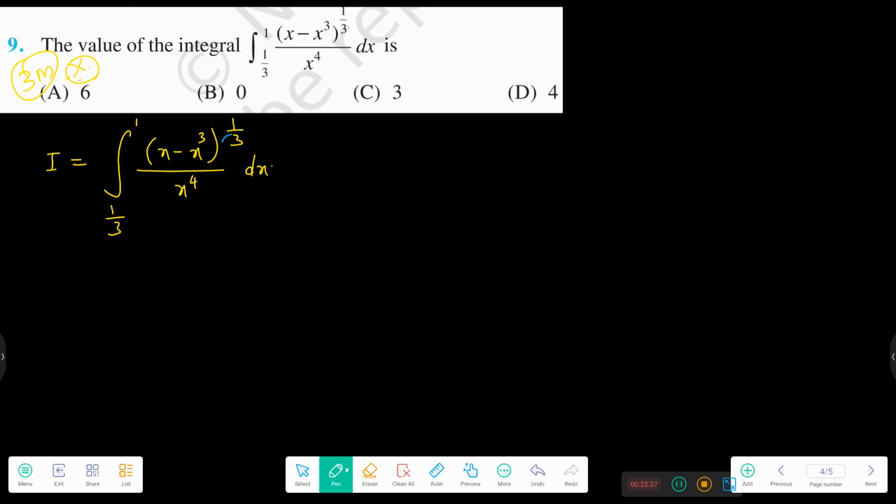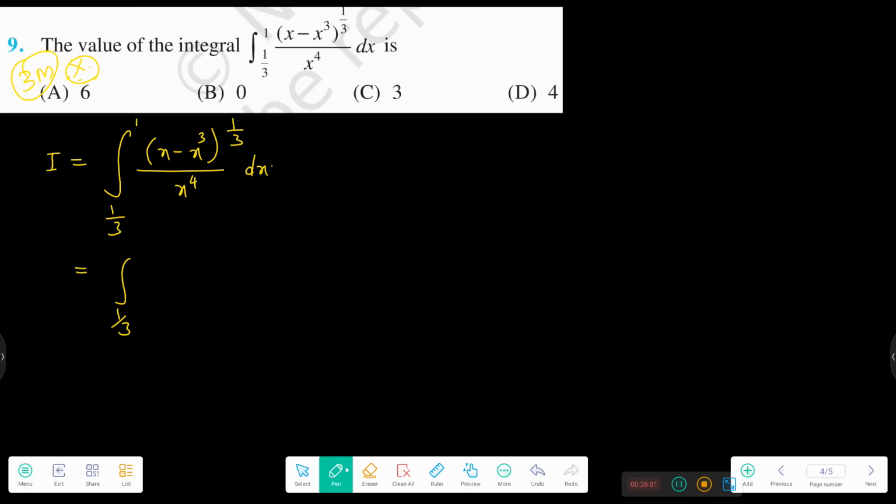Listen, when we have a power in the denominator, here the power 1 divided by 3 is there. Whatever number is given in the power denominator, if the same power is inside the bracket, you have to apply this method that I am telling. So here we have 3, and this is also 3. So take x power 3 outside.